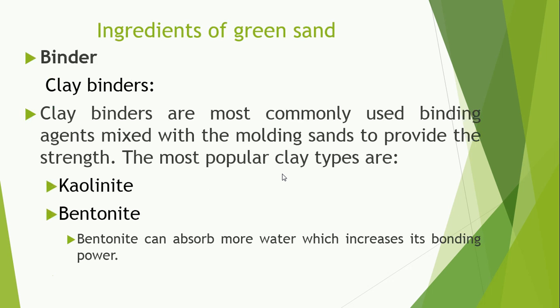sand. Binder, there are different types of binders: bentonite, kaolinite, limonite, but mostly we are using bentonite because it will absorb the moisture and which increases its bonding power. Clay binders are most commonly used binding agents mixed with the molding sand to provide the strength. The most popular clays are kaolinite, bentonite and limonite, but mostly we are using bentonite because it is available and it has improved properties as compared to kaolinite and limonite. This clay is only activated inside the green molding sand with the presence of the required amount of moisture.